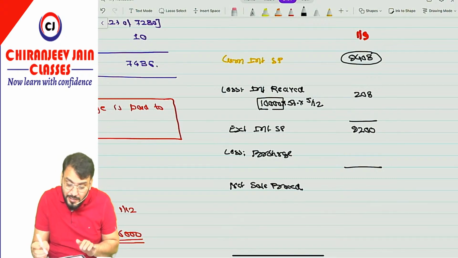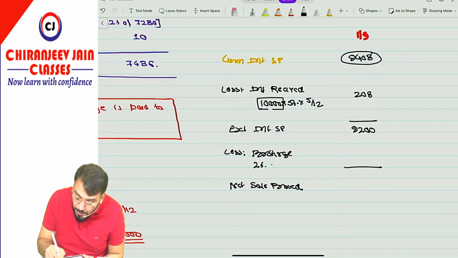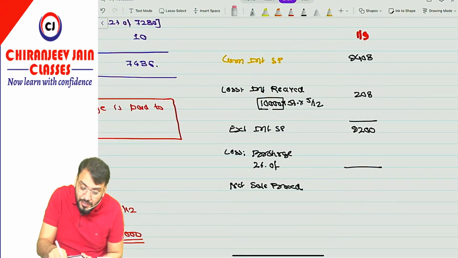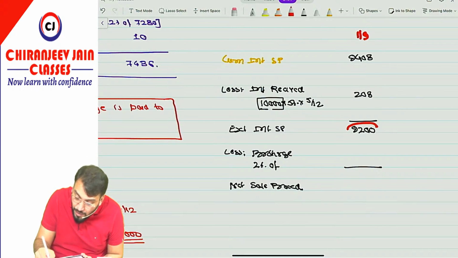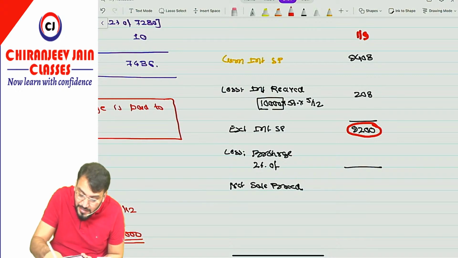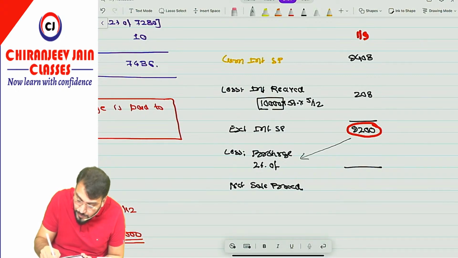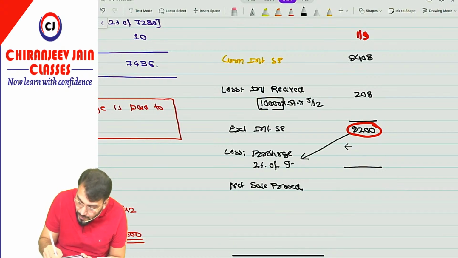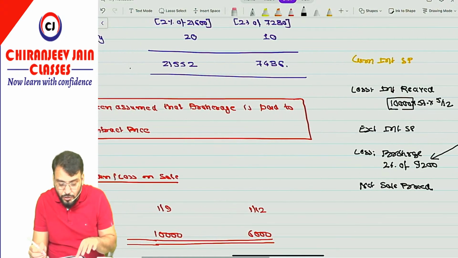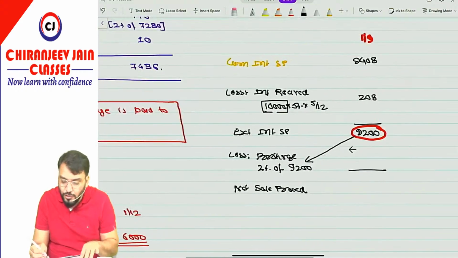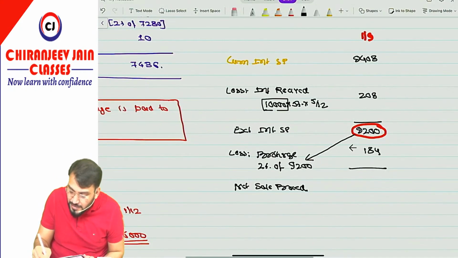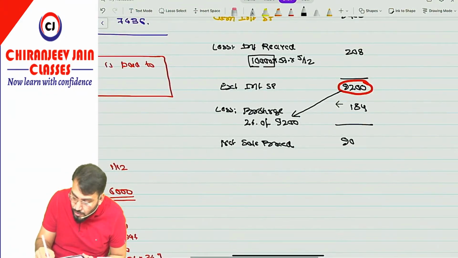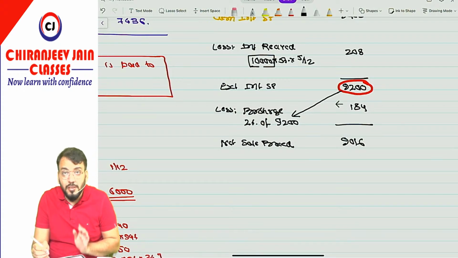Okay. Now, brokerage is given as 2%. You tell me, 2% will be paid to the broker on which price? Contract price. And is this contract price ex interest or cum interest? It is ex interest. So the brokerage will be calculated on this amount, 2% of 9,200. That is how much? 184. So you deduct 184, and this becomes the net sale proceed. The net sale proceed will become 9,016. Understood? Now this becomes the net sale proceed.